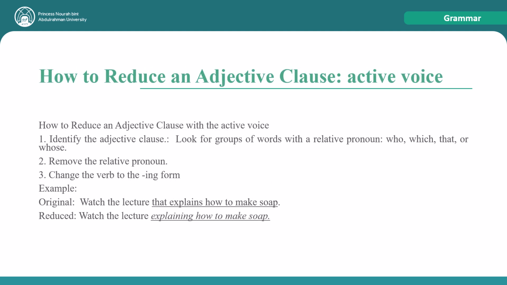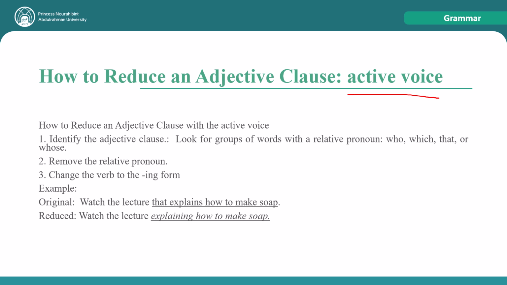How do we reduce them? Well, first we have to decide or see if the verb is active or passive. So here we have an active voice example. So first, we have to identify the adjective clause. And how do we do this? We look at the relative pronouns and the words that come after it.